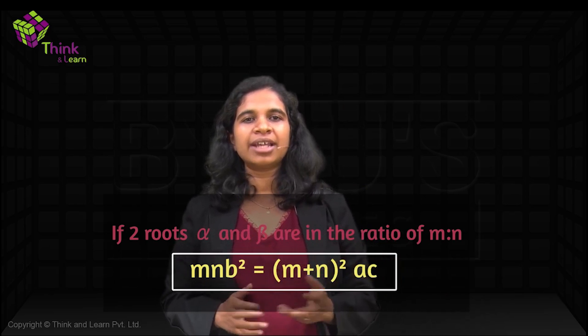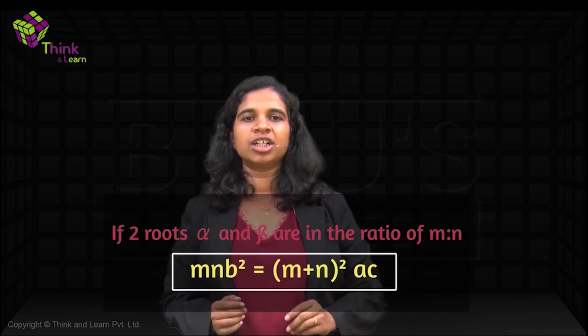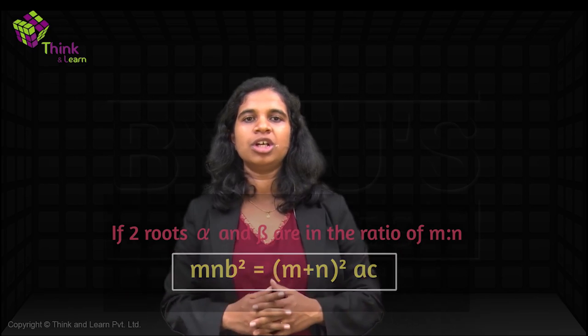You'll be given questions like the ratio of the roots is 1 is to 4. A and b, two of them are given, find the third one, right? So you just use this equation, you'll get the third one.